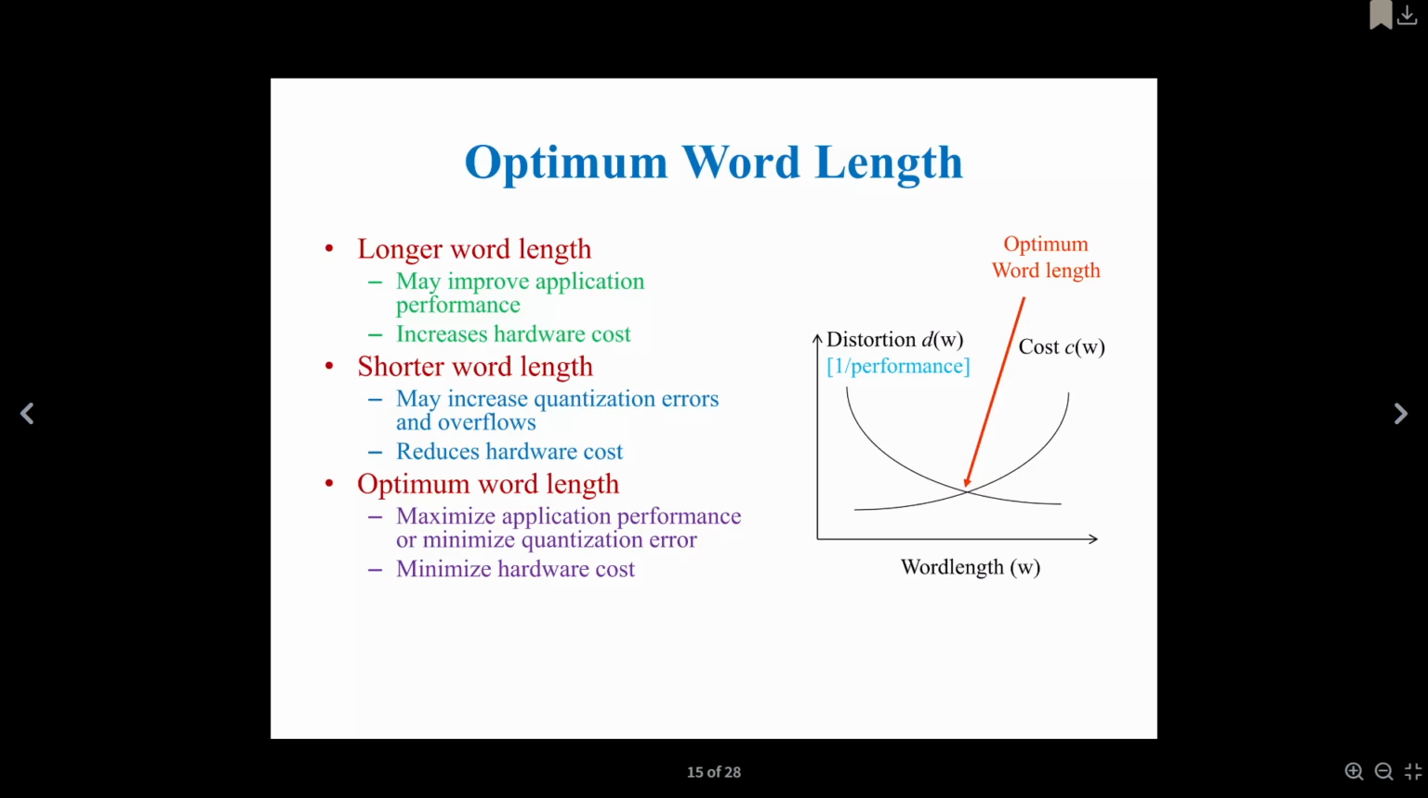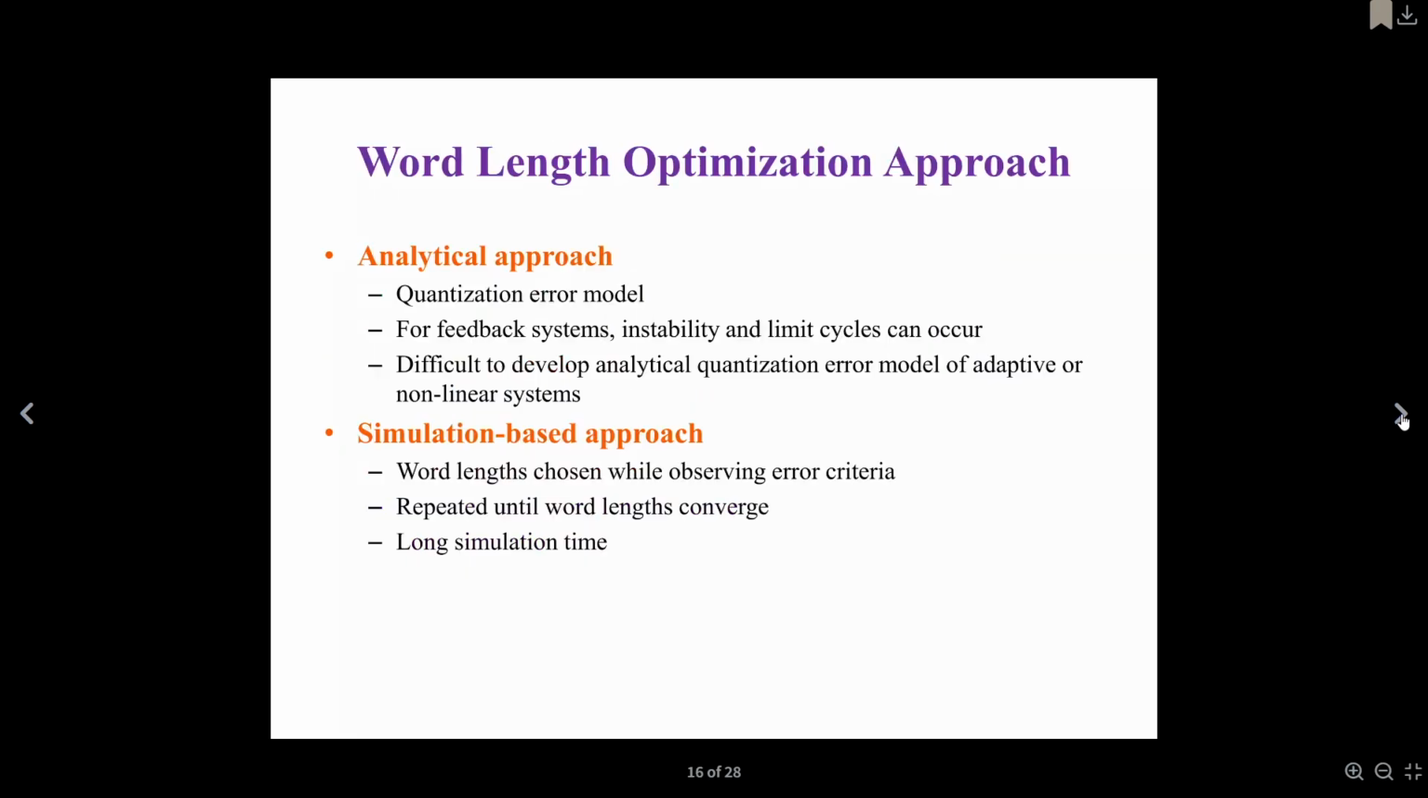It may improve application performance, but it increases hardware costs. The shorter word length may increase quantization error and overflow error, but reduces hardware costs. Optimum word length maximizes the application performance, or minimizes quantization error, and minimizes the hardware cost. Here, as you can see, the cost versus distortion graph, and the intersection point represents the optimum word length.